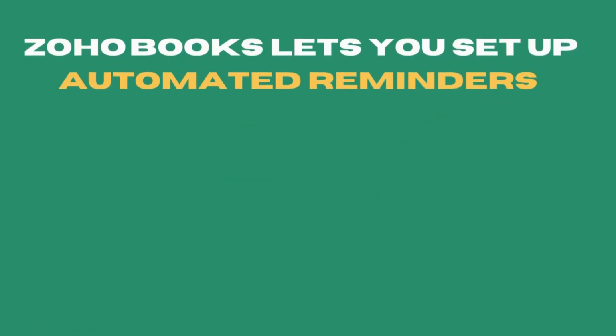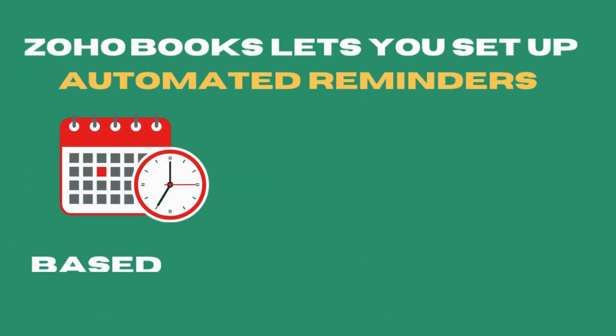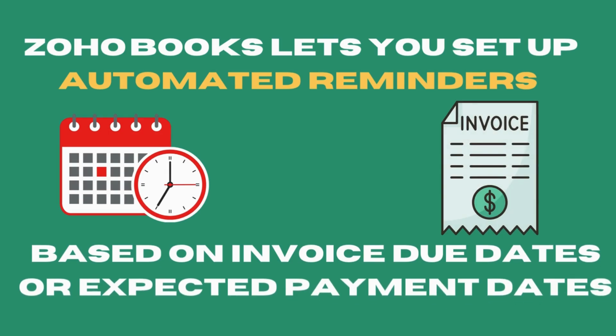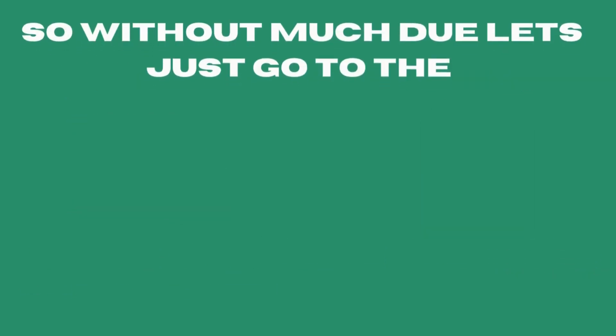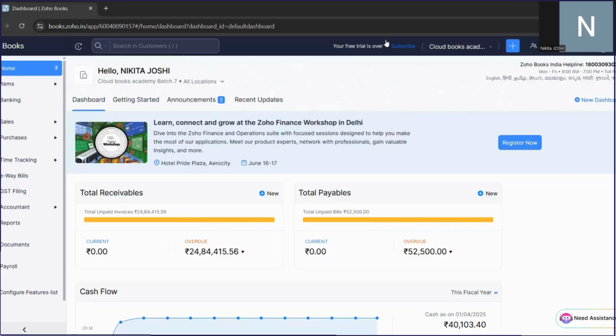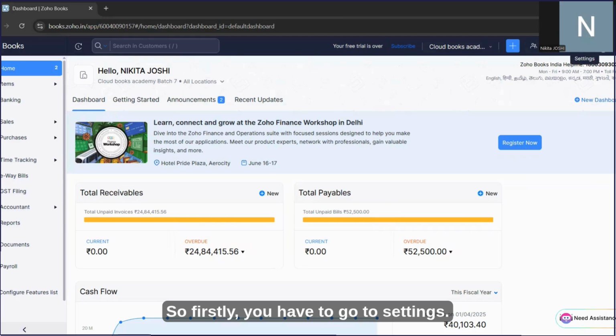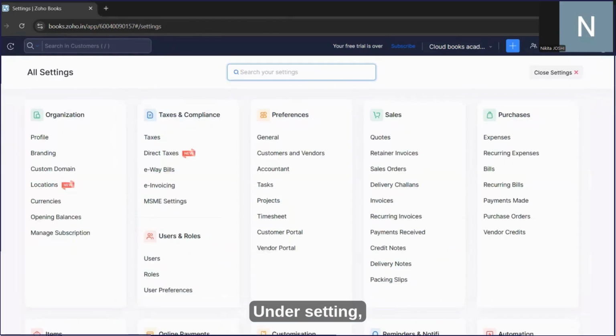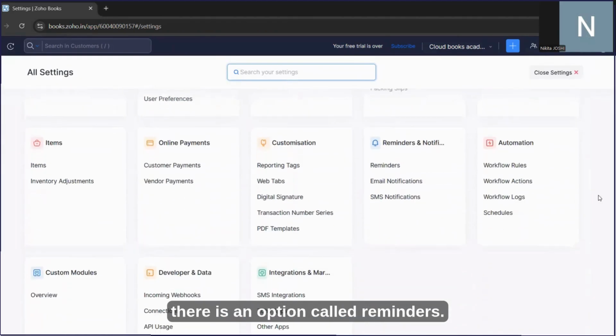Zoho Books lets you send automatic reminders based on the invoice due date or expected payment dates. So without much ado, let's go to the settings part and enable this beautiful feature of Zoho Books. Firstly, you have to go to settings. Under settings, there is an option called reminders.